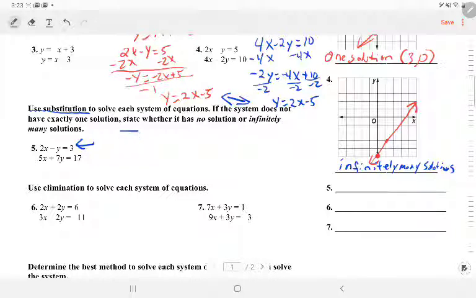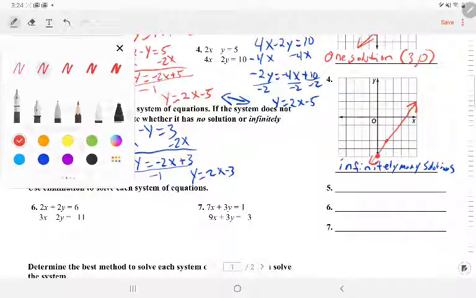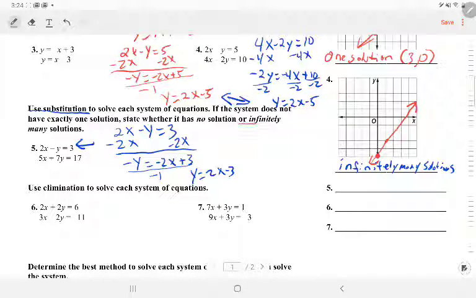So let's take a look. That would be 2x minus y equals 3. I subtract 2x from both sides, and that gives me negative y equals negative 2x plus 3. Divide everything by negative 1. So I have a positive y, and I get y equals 2x minus 3. Now I can substitute that in for the other one. So I take the other equation and I say 5x plus 7. There's a y, so I have to substitute in 2x minus 3, and that equals 17.